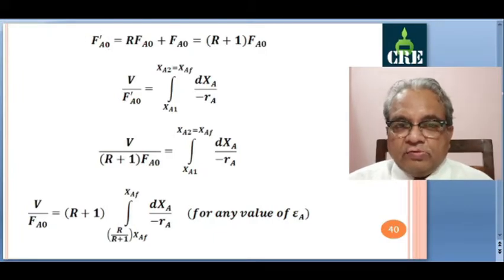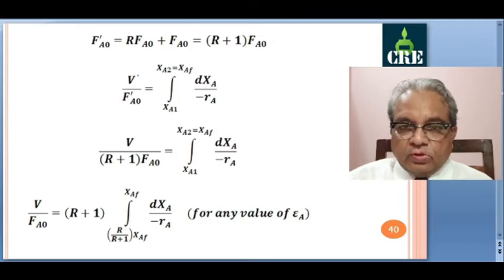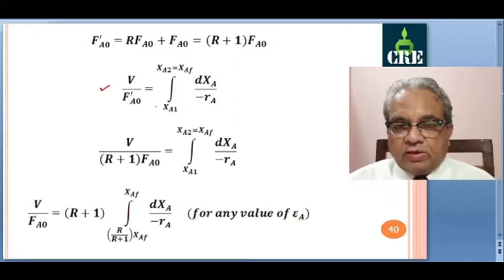This definition, once again: FA0 prime is R plus 1 into FA0. So V by FA0 prime we have written for this recycle reactor, XA1 to XA2, which is same as XAF, dXA by minus RA. Now this FA0 prime I replace by R plus 1 into FA0, because FA0 is known.